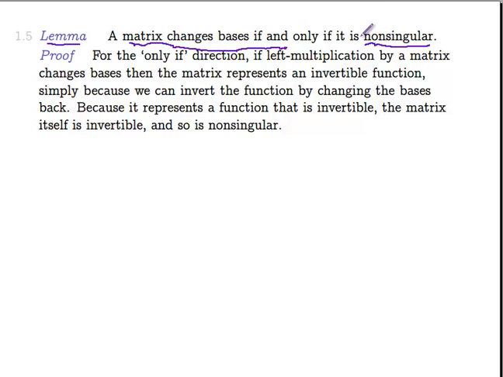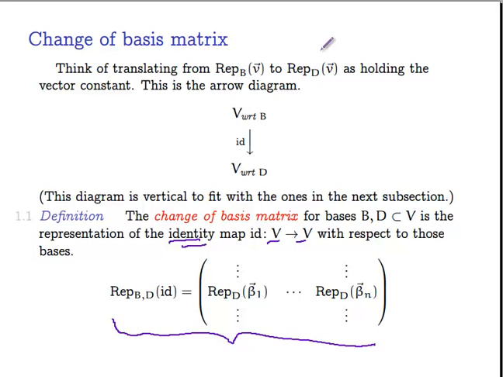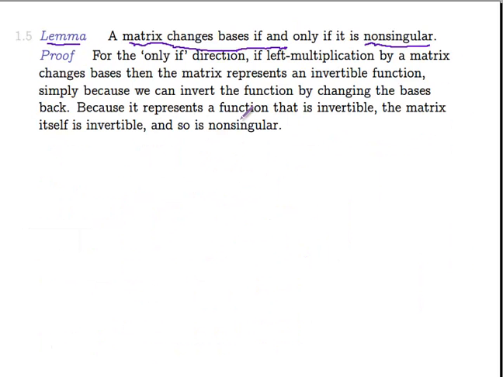So that second one is the easier one to do, to prove that a change of basis matrix must be non-singular. But remember that a change of basis matrix is the representation with respect to basis B and basis D of the identity map. Now the identity map is an invertible function, and we saw already that the matrix representation of an invertible function must be an invertible matrix. Okay, so that gives us this. The change of basis matrix represents an invertible function, that is the identity.